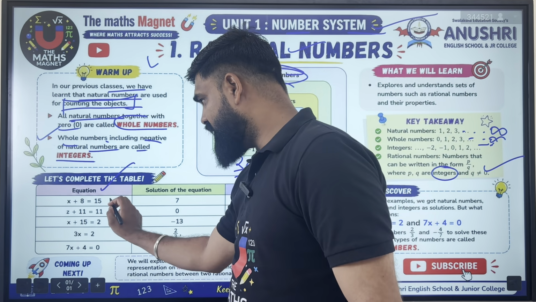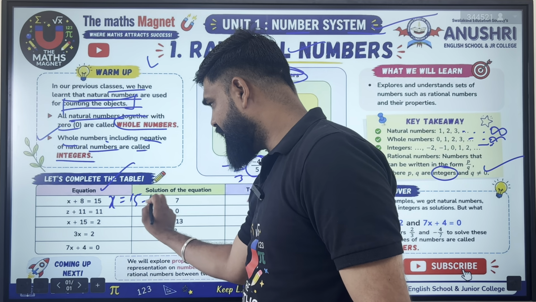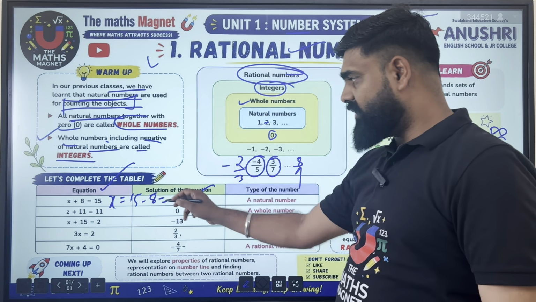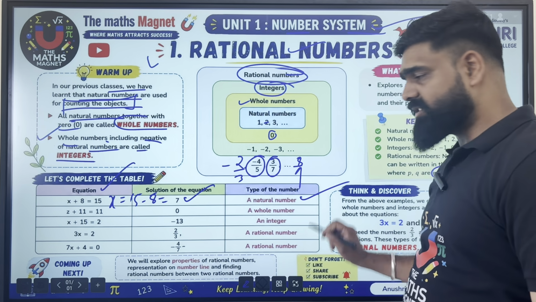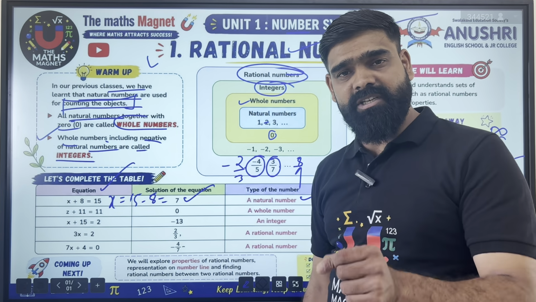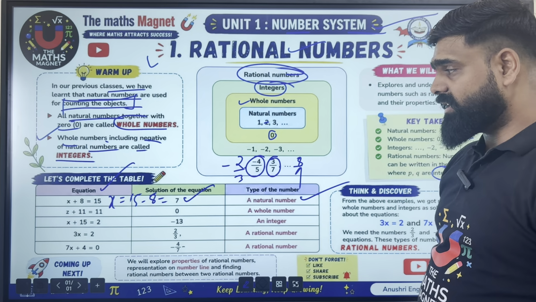So when we solve this, x is equal to 15 minus 8, which is 7. So we got here the 7. The type of number we got is a natural number, right? We have this positive 7, and positive 7 is a natural number.